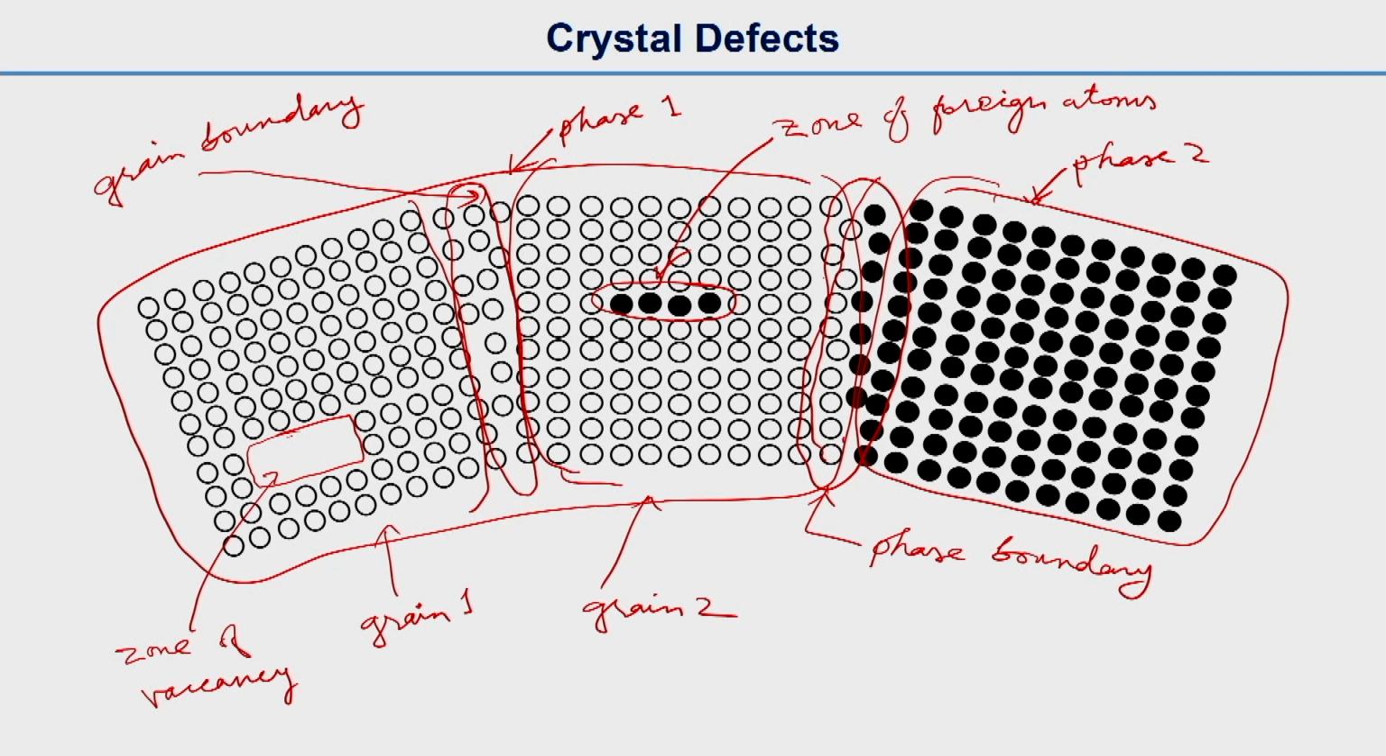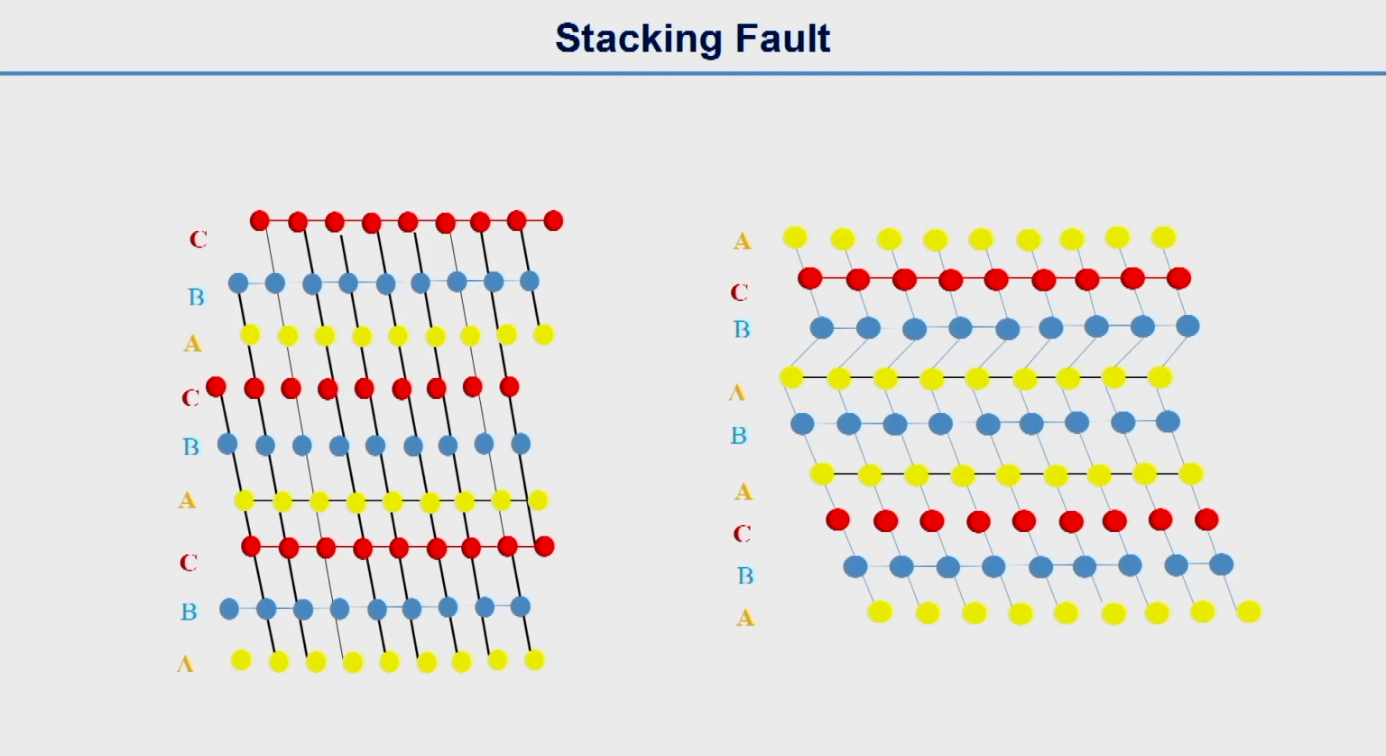These are some defects we discussed, and another two-dimensional defect is called a stacking fault. We did not include it in the earlier schematic figures. The stacking fault is maybe a little difficult to understand.